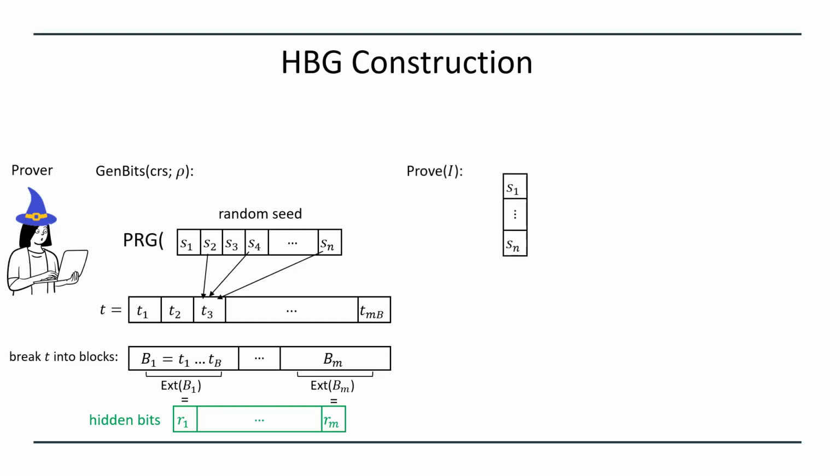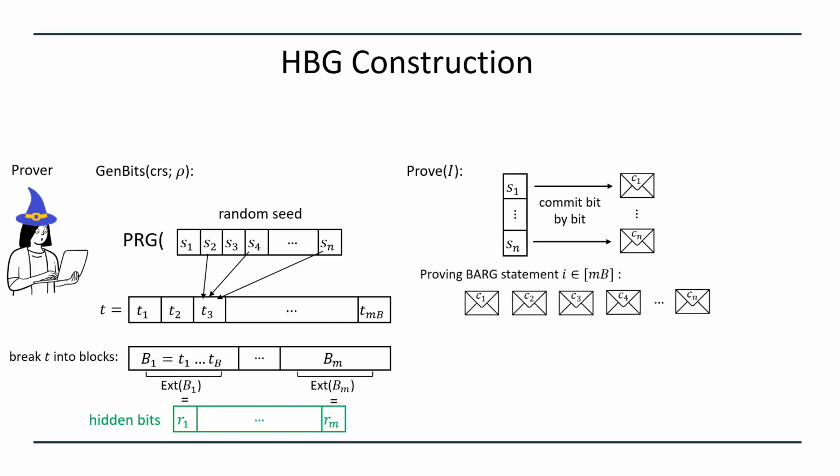Now, to prove that this was generated correctly, what we're going to do is take the bits of the seed and commit to them bit by bit to get commitments C_1 through C_M. And then we're also going to generate a BARG proof where each statement is going to be related to an output bit of the PRG, T_i. And recall that because we have a local PRG, this only depends on a small number of the bits of the seed. And so we're going to only consider the commitments corresponding to those bits of the seed. And then we're basically going to show that an opening of these particular commitments is a subseed that indeed computes T_i.